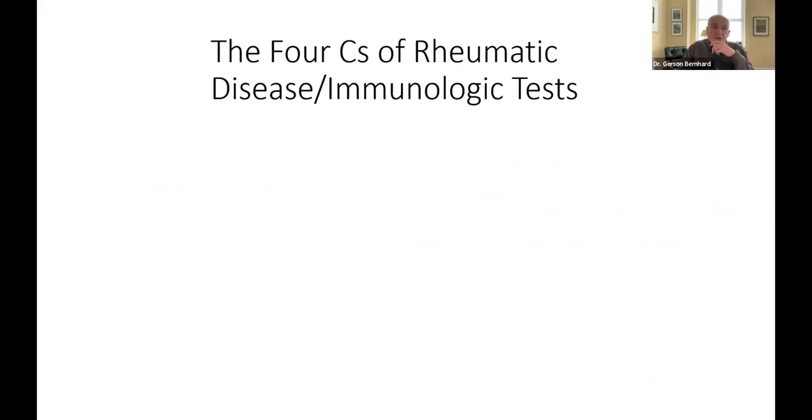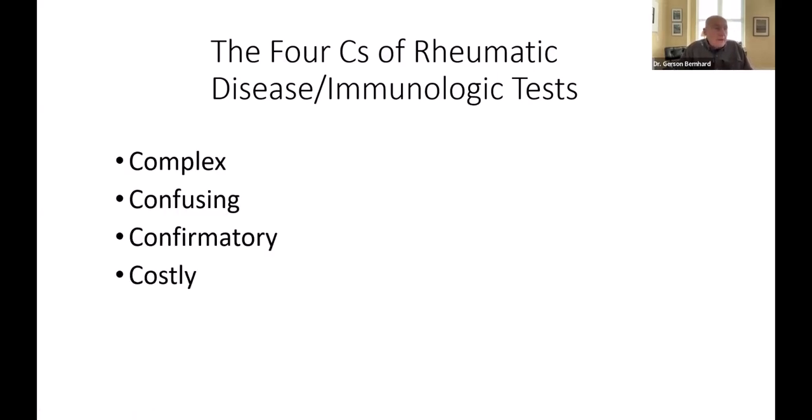This is what I call the 4 C's of rheumatic disease immunology testing. Well, you can put them all on if you want. They're complex. They're not easy, simple tests. They're done in all the commercial laboratories, to be sure, but they are complicated. They are often confusing because you get a result and you say, well, what does this really mean?